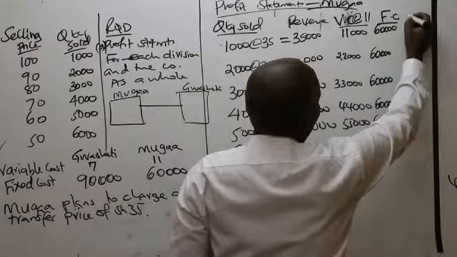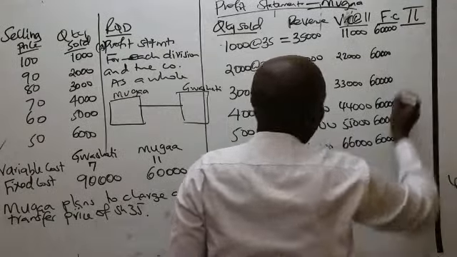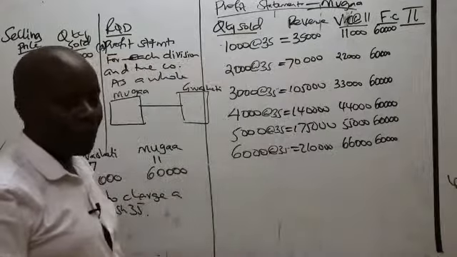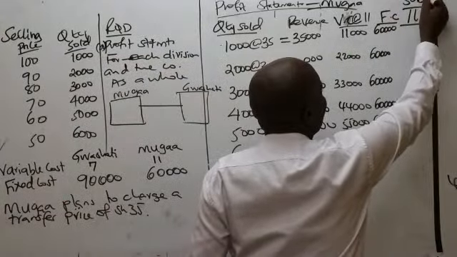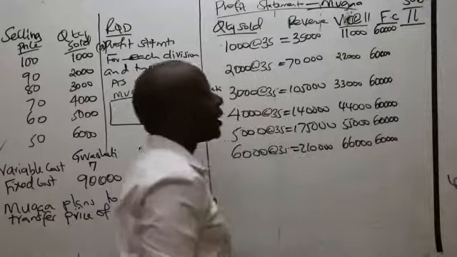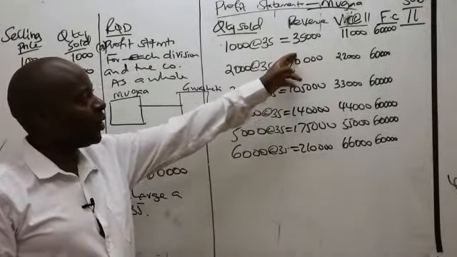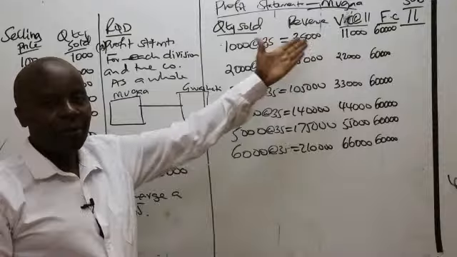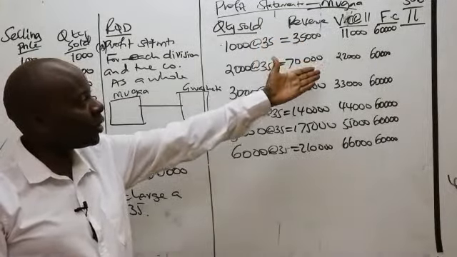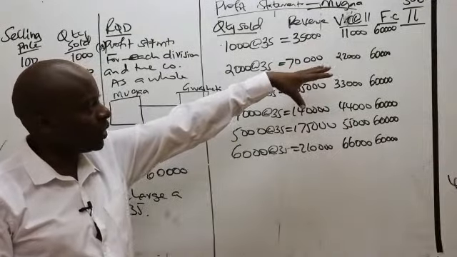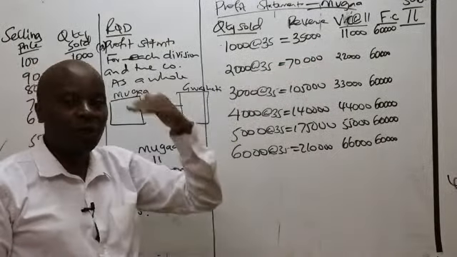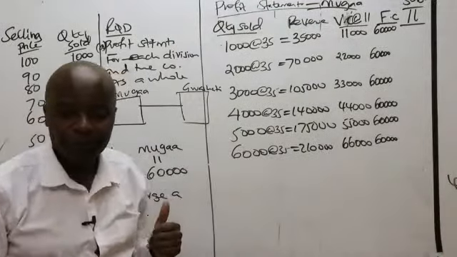So could you kindly come and give me the profit there in shillings thousands? Remember, profit is revenue minus all the costs. So we have 35,000 minus variable cost of 11 minus fixed cost of 60,000. So I expect you great students here to give me answers.